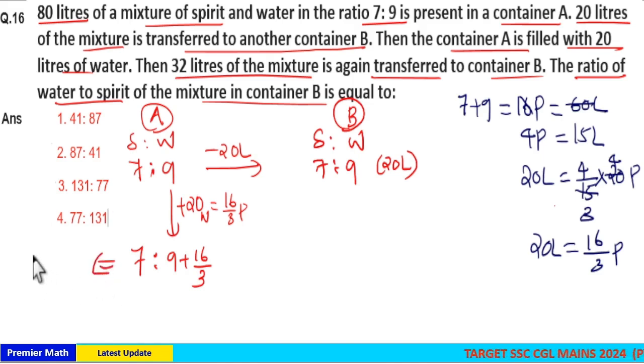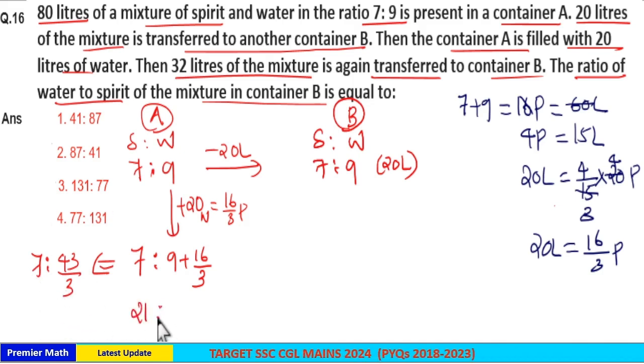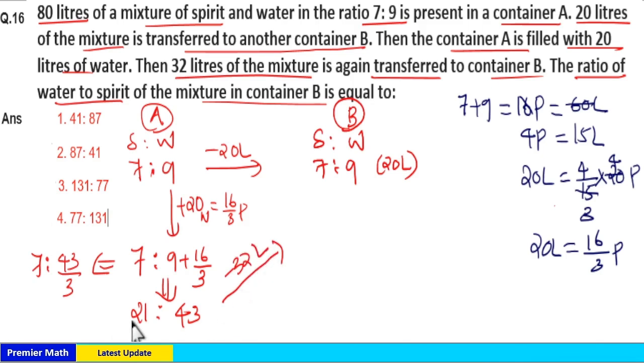Now this will become 7 is to 9 into 3, 27, 27 plus 16 is 43, 43 by 3. Now multiply 7 with 3 and 43 by 3 with 3. You will get 7 into 3, 21 is to 43 as the ratio parts. When you add 20 liters of water, the ratio will become 21 is to 43. Now you are transferring 32 liters again from this 21 is to 43 ratio mixture to container B. So this 32 liters also contains spirit and water in the ratio 21 is to 43.